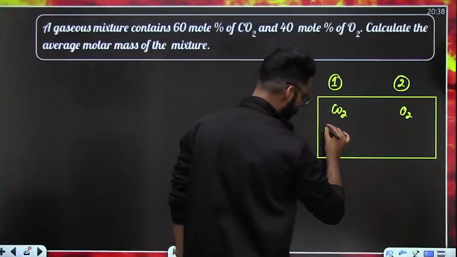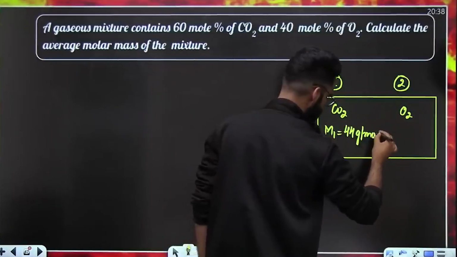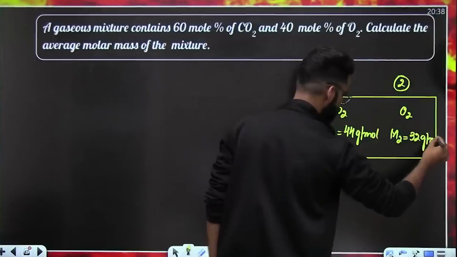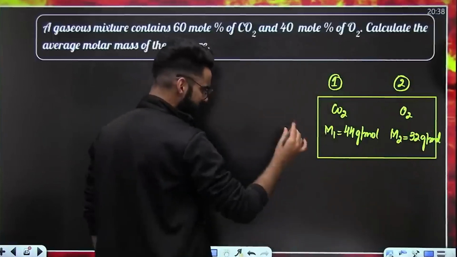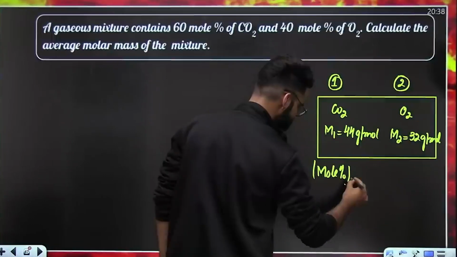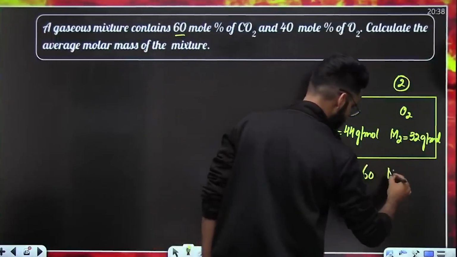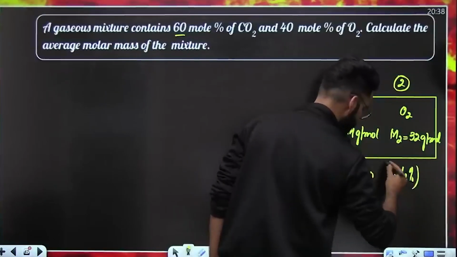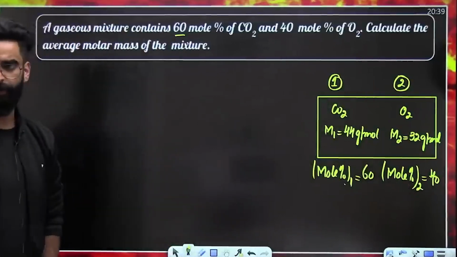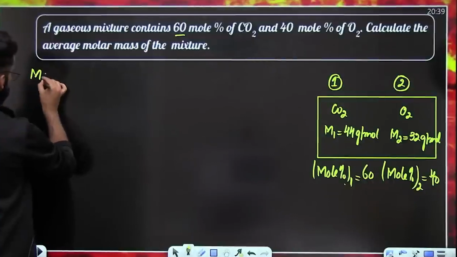First of all, if I ask you, what about the molar mass of carbon dioxide? You will say it's 44 grams per mole. Similarly, what about the molar mass of O2? It is 32 grams per mole. Right? As per the question, the mole percentage of carbon dioxide is given to me as 60. Similarly, mole percentage of O2 is equal to 40. What do I need to calculate? I need to calculate the average molar mass of the gaseous mixture.